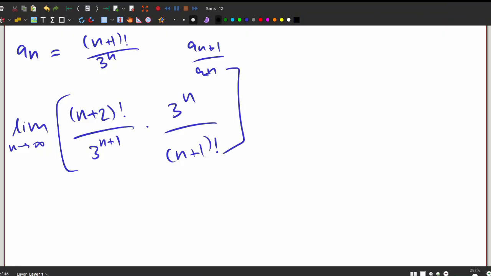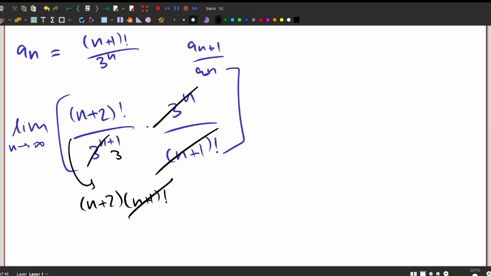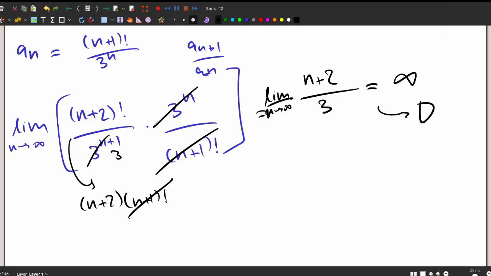Now, the thing about factorials is that (n plus 2) factorial is just n plus 2 times (n plus 1) factorial. So this n plus 1 factorial and this one are going to cancel out. 3 to the n and 3 to the n are going to cancel out, leaving just 3 to the 1. And so this becomes n plus 2 divided by 3, because all the other terms canceled out, and it's the limit as n approaches infinity. Now, because n is in the numerator here, this limit is just going to equal infinity. And since it's not a real number and it's definitely not less than 1, we're going to say that this series diverges by the ratio test.